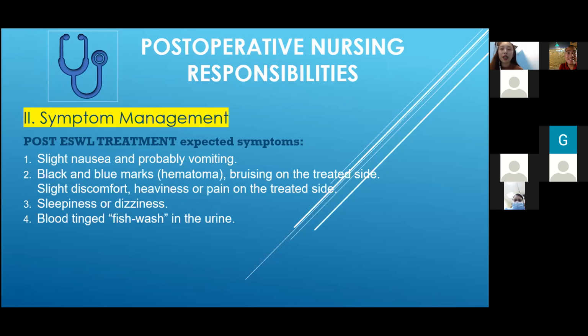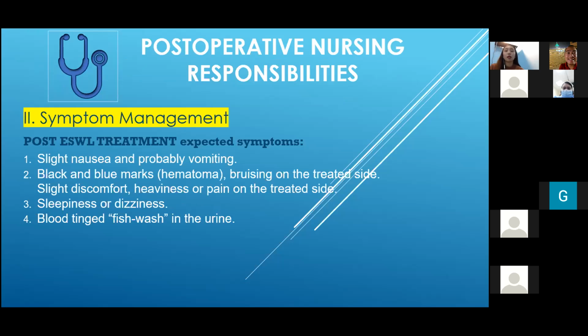Number 2, we will check the symptoms. Usually, some post-ESWL symptoms vary, but some, not all, are present. They are nauseous and probably vomiting due to the anesthetics given. So we can give them an antiemetic right after. There are hematomas or bruising on the site of the procedure. We can apply an ice pack for 2 hours to lessen the bruise or the marks.